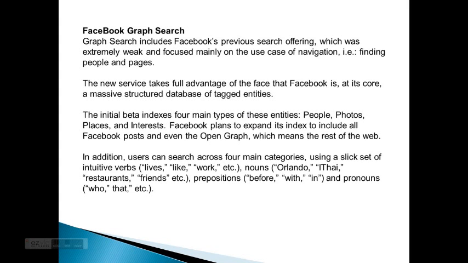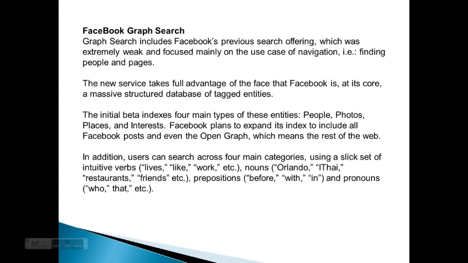So, Facebook Graph Search. Graph Search includes Facebook's previous search offering, which was extremely weak and focused mainly on the use case of navigation, i.e. finding people and pages. The new service takes full advantage of the fact that Facebook is, at its core, a massively structured database of tagged entities. The initial beta indexes four main types of these entities: people, photos, places, and interests.